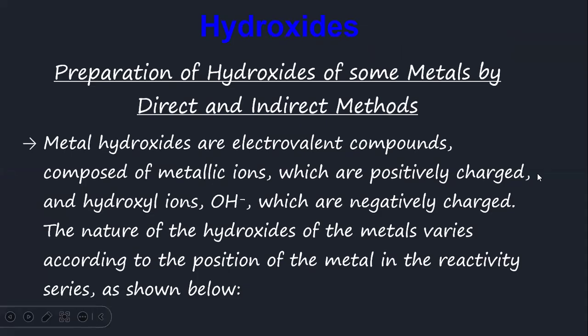For the metal hydroxides, we'll start by discussing the preparation of the hydroxides of some metals by the direct and the indirect methods. So metal hydroxides can be prepared in either of two ways: the direct method and the indirect method. The metal hydroxides are electrovalent compounds composed of metallic ions, which are positively charged, and hydroxyl ions, which are negatively charged. Now, the nature of the hydroxides of the metals varies according to the position of the metal in the reactivity series, as shown below.